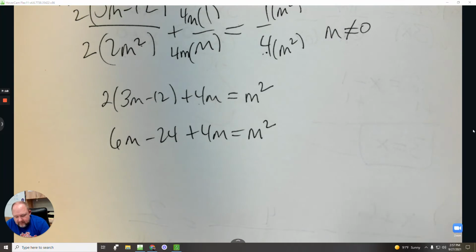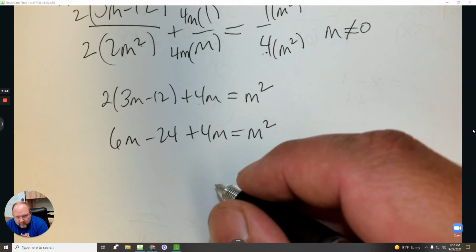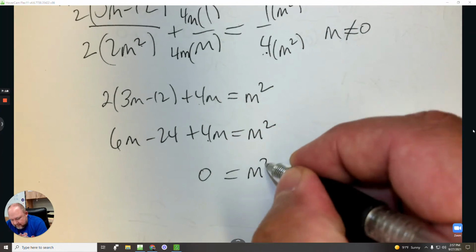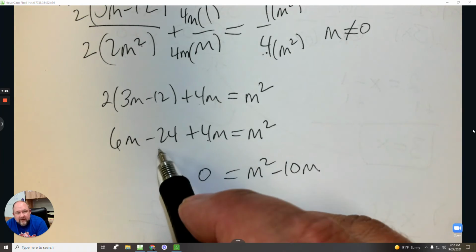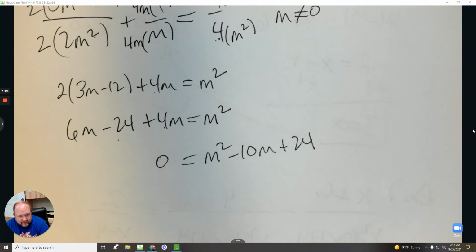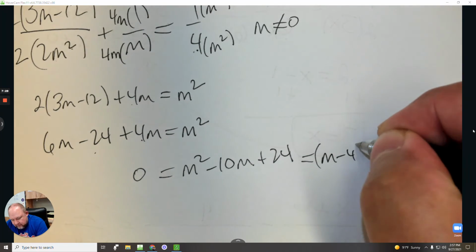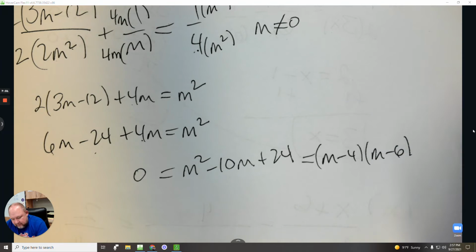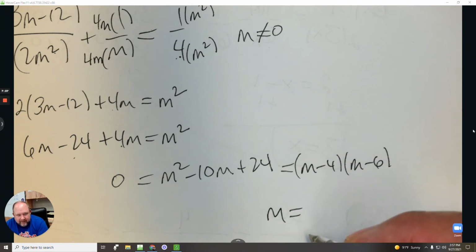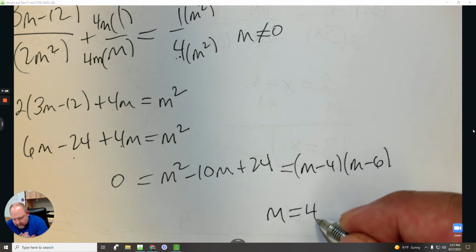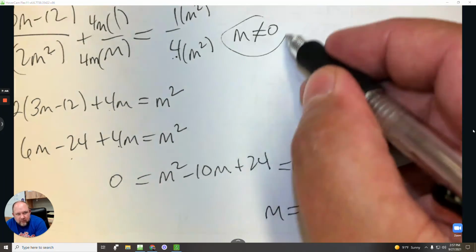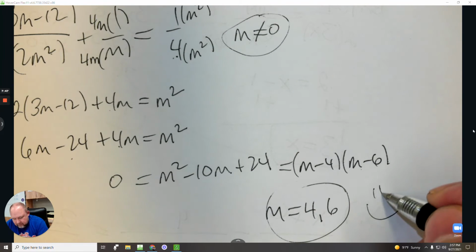It's a quadratic. So for a quadratic, we need to make it equal to 0. So 6 plus 4 is 10, but I need to subtract 10 to the other side. We're going to add 24, and then we're going to solve this by factoring. So the two numbers are negative 4 and negative 6. And so each factor has an answer. So the answer here is positive 4, and the answer here is positive 6. They don't equal 0, my restriction, so both are good solutions. Done.